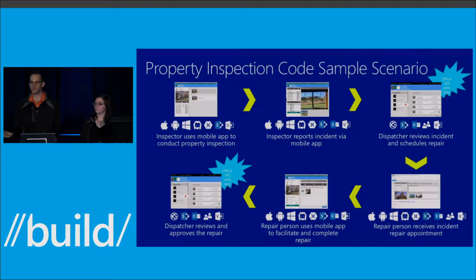So everything that you're seeing today is available for you to download and use to build things. Now, you can see in the slide here, there's many different pieces of the puzzle to the property management code sample. It starts out with an inspector and a mobile app. And in this code sample, we have written the mobile apps in iOS.